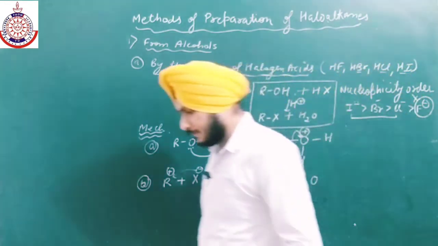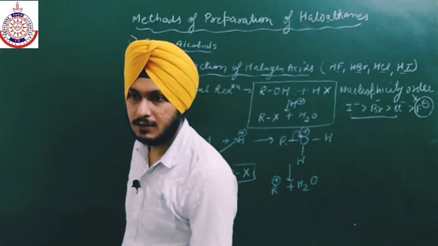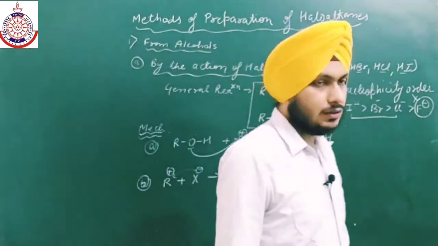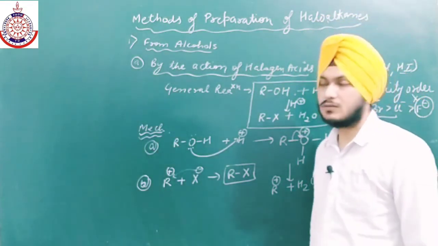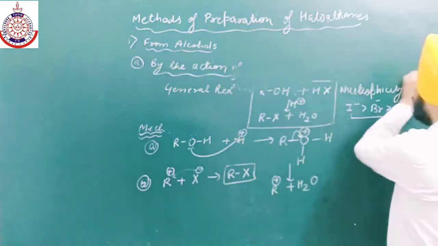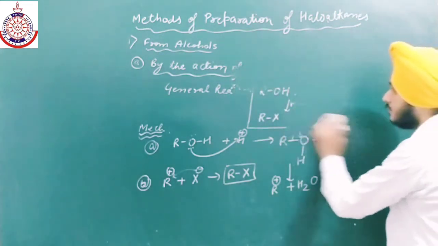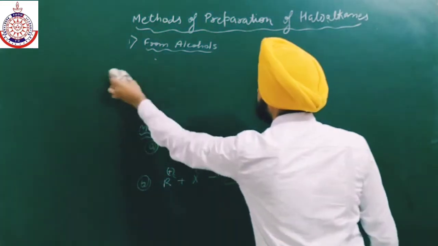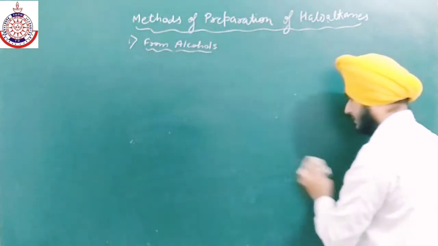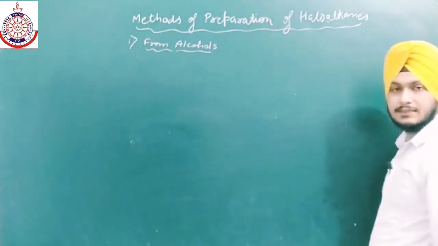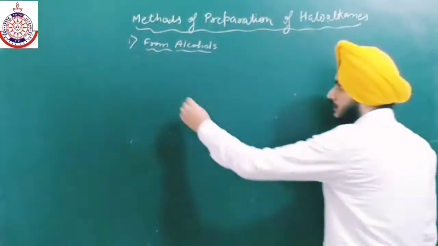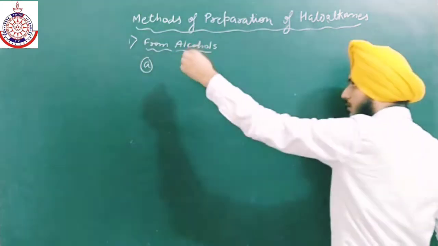In this method, we also have a special case of Lucas reagent. Now we will discuss that case also. Now, what is a Lucas reagent? It is used as a test. This reagent is used to distinguish the alcohols.